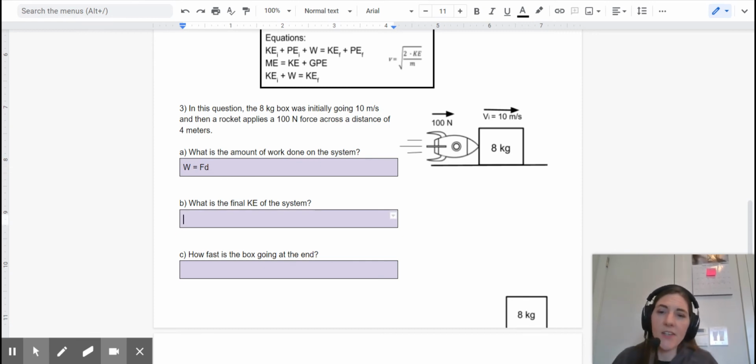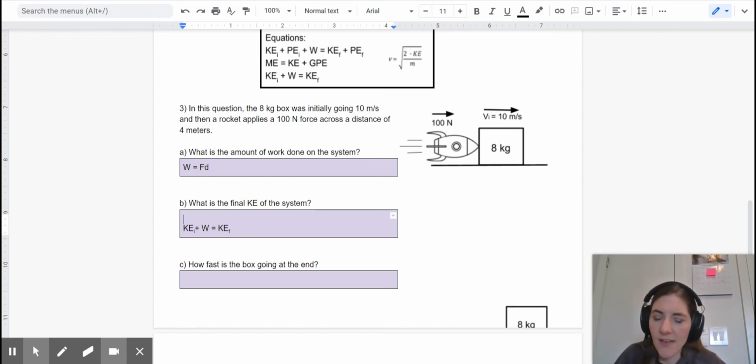Now, what's the final kinetic energy of the system? Well, I'm going to just give the equation you have to use. So kinetic energy initial, plus the work that was done in the system equals kinetic energy final. Now, how do you find kinetic energy initial? Well, just remember that kinetic energy initial is going to be equal to 1/2 mv squared. So I'm just going to go ahead and put that up.